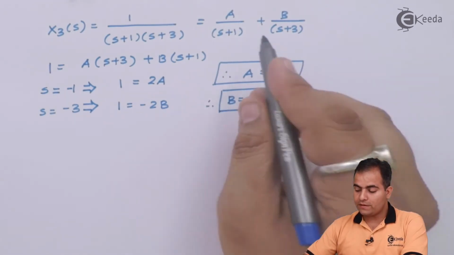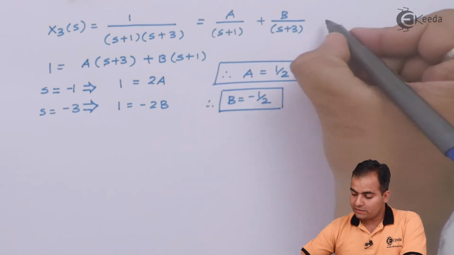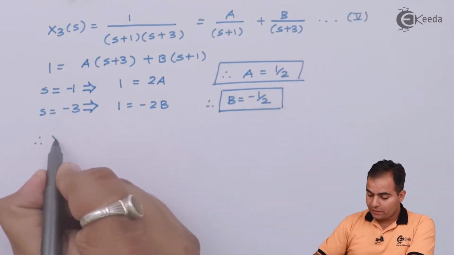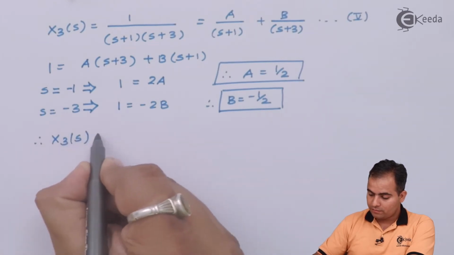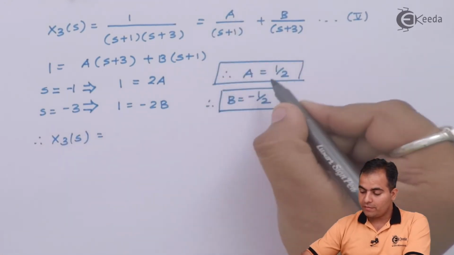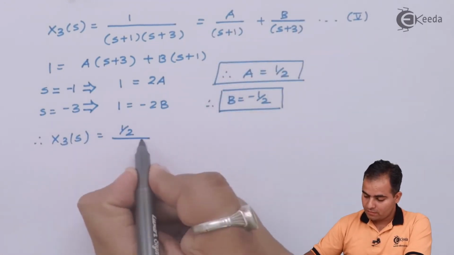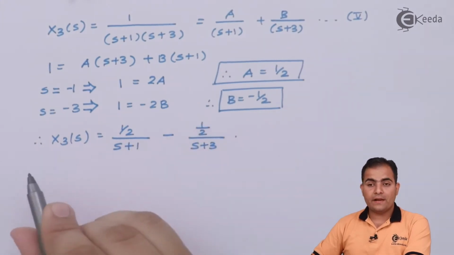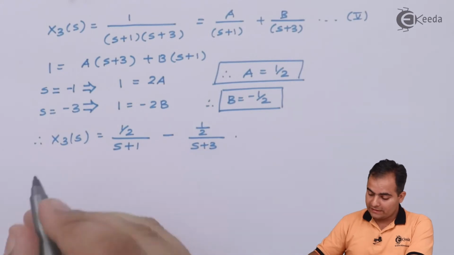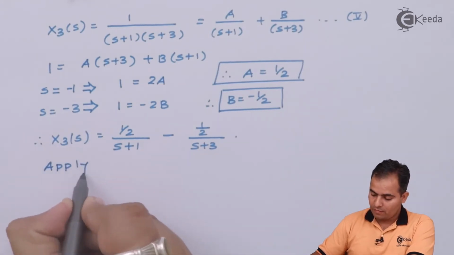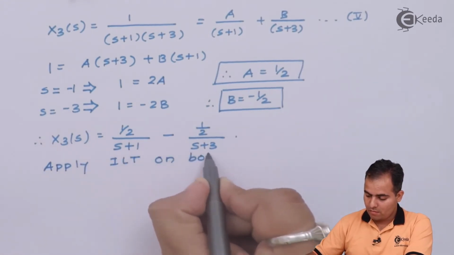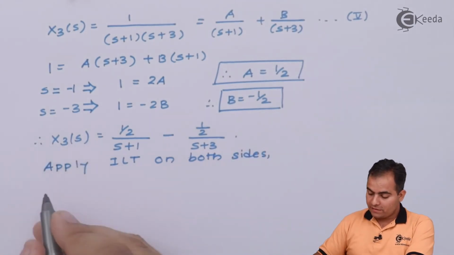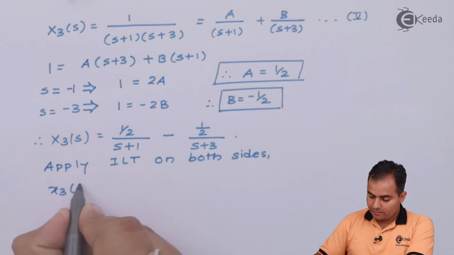And I will substitute both these values in this equation. Let's say this is my equation number 5. So my X3 of s equation becomes now, a is half and b is minus half. Now apply inverse Laplace transform on both the sides. So what will happen? X3 of s is represented by x3 of t.